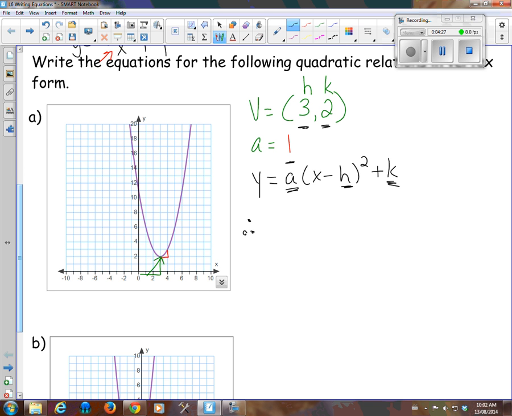So my equation is y equals 1, and we're lazy in math. We don't like to write those ones, so we'll just leave it. y equals (x minus 3) squared plus 2. There's my equation.